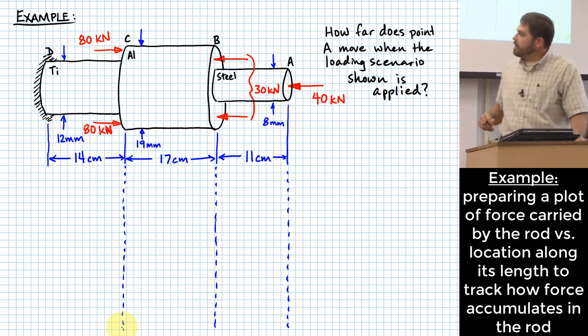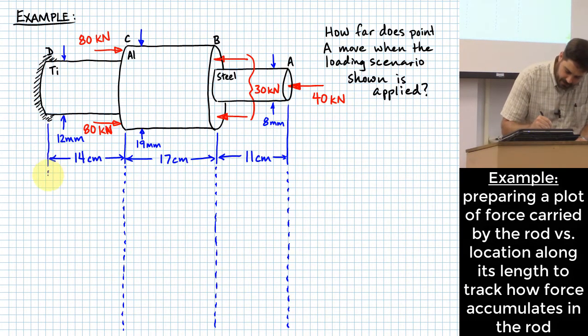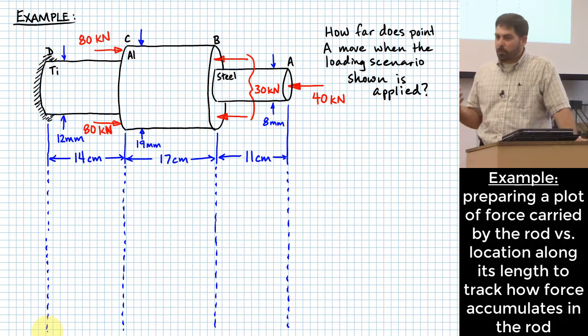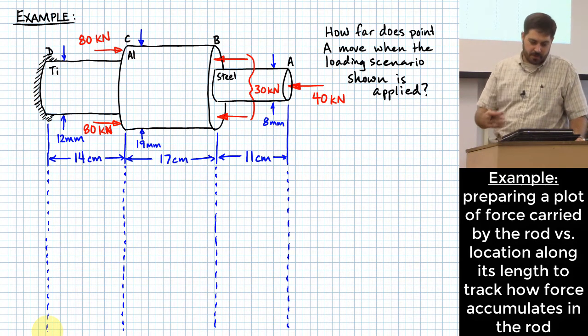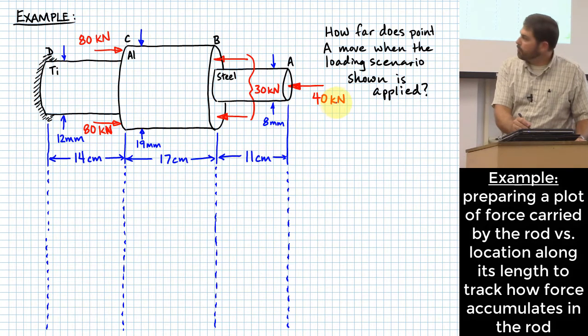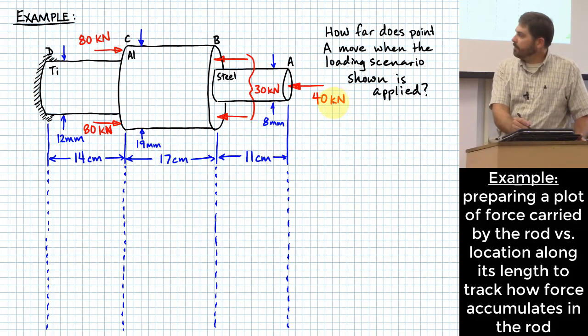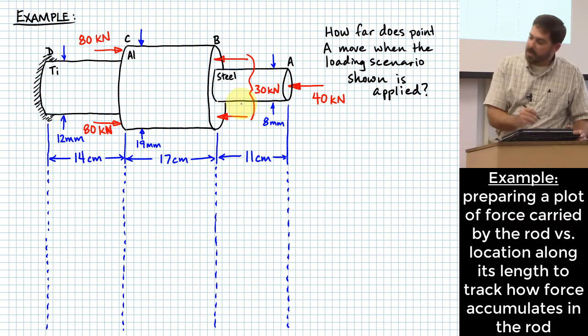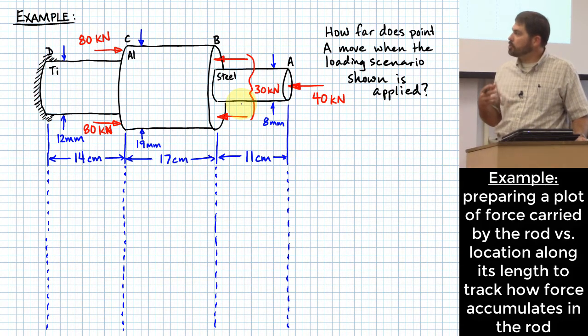And we understand that the amount of force that's being carried in any of the segments can only really change at the spots where a force is being applied, right? So I've got a 40 kilonewton force. That's a place where the force value could change along the length of this member. Or where the 30 kilonewtons is being applied, that's another place where the force could change, or where the two 80 kilonewton forces are being applied. That's another spot.